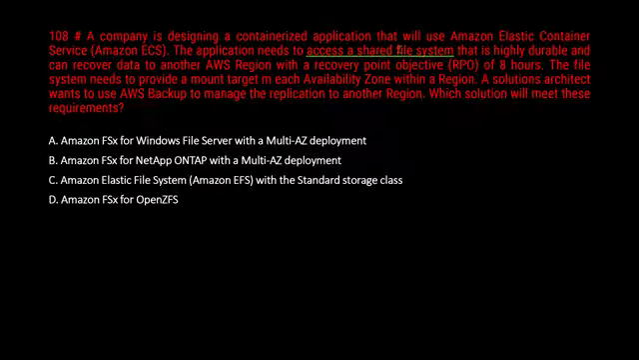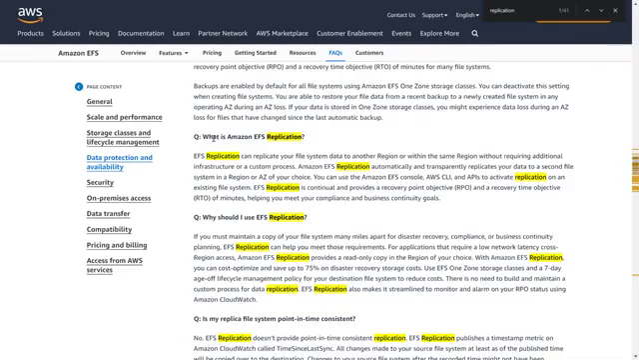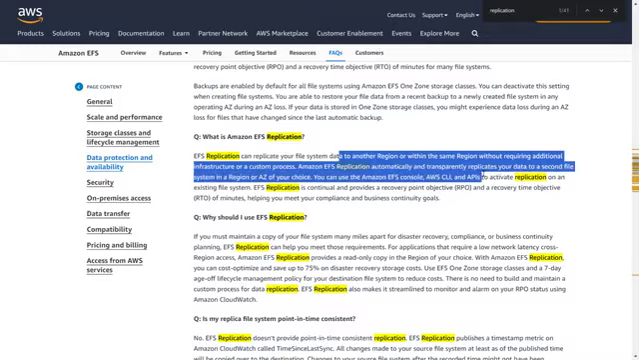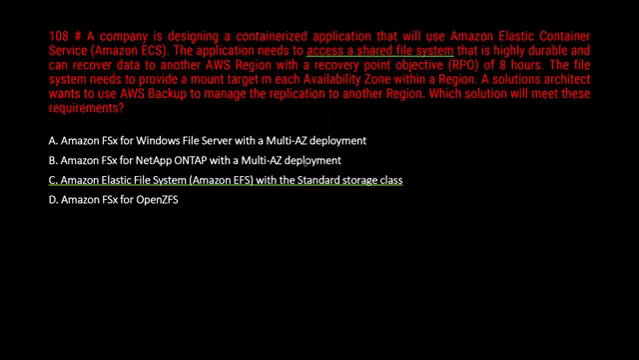Okay, whenever you hear shared file system, you can directly go with EFS. This is highly durable and it can do the others as well. And there is something called Amazon EFS replication. Let me open up the documentation for you. If you look at this, EFS replication can replicate your file system data to another region or within the same region without requiring additional infrastructure or custom process. It automatically and transparently replicates your data to a second file system. You can go ahead and read it. I'm not going to, but that is one of the requirements, right? The file system needs to provide a mount target in each availability zone, and so on, with replication to another region. So that is our answer. So let's cross these out.